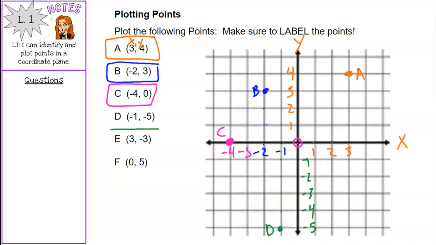For point E, we have (3, -3). So that means we're going to go right 3 and down 3. And then point F is (0, 5). So 0 for x means we don't go left or right, but that 5 for y means we're just going to go up 5. And there's point F.